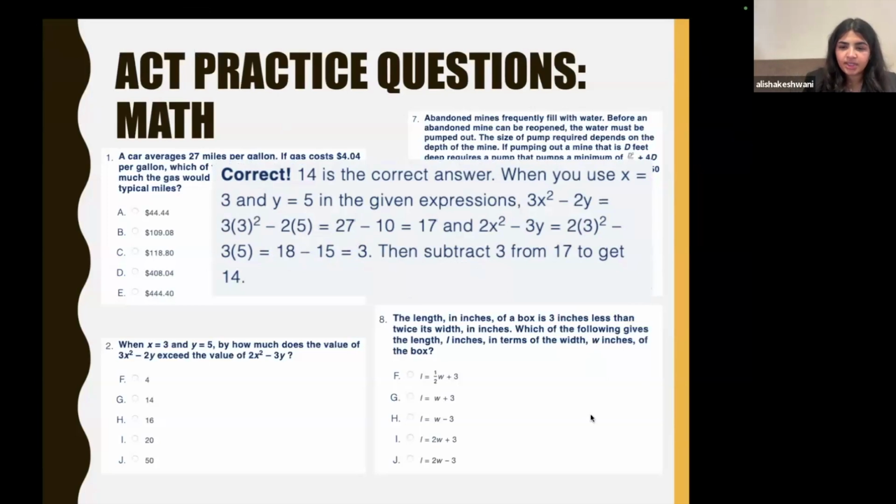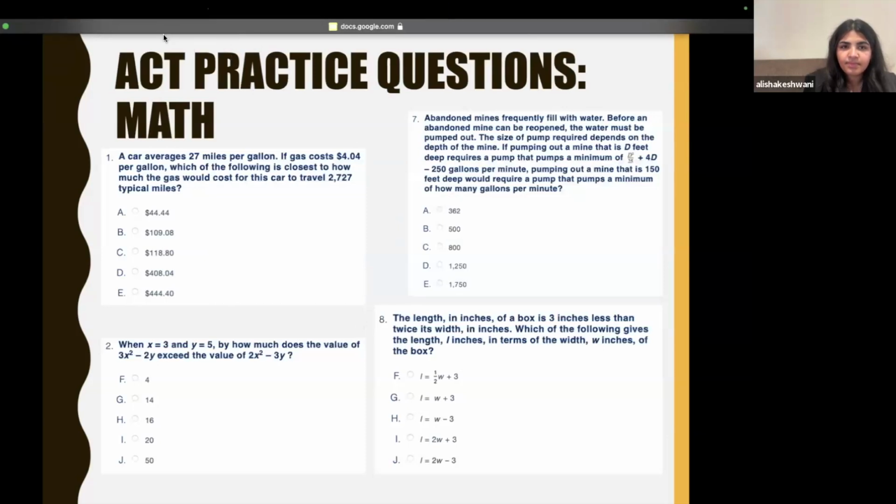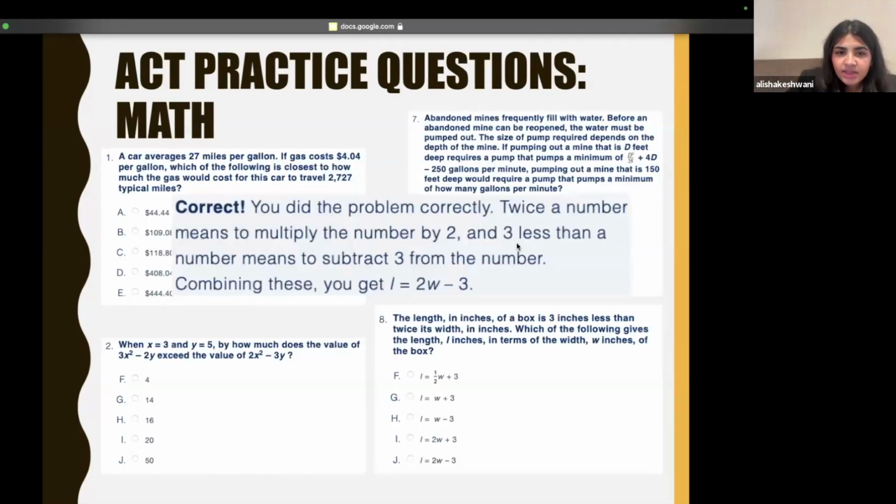And then if everyone wants to try the last question. Okay, so for this, the correct answer, which I think most people got, is going to be L equals 2W minus 3. So it's going to be answer choice J.